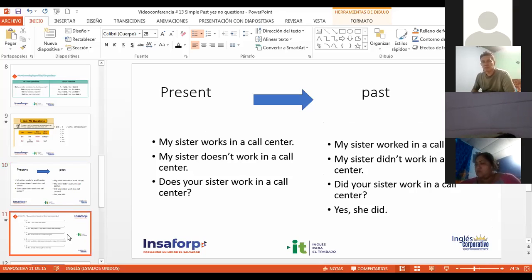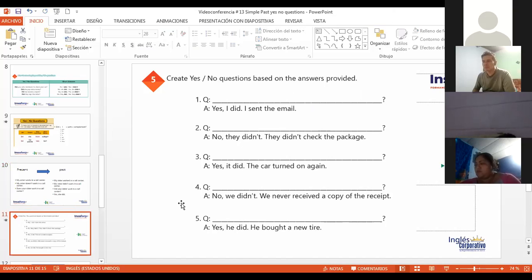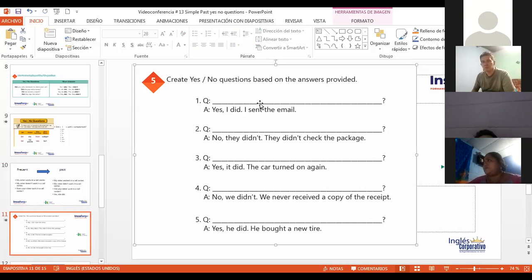Muy bien. Now guys, I have here this exercise that you have to do. You have to create yes, no questions based on the answers provided. Aquí están las respuestas. Miren, ¿qué van a hacer ustedes? According to the answers, you are going to create the question. Depende de la respuesta, usted va a pensar, ¿cuál sería la pregunta? En eso vamos a trabajar ahorita, ¿ok? You can write them in your handbook, in your book, or in your papers printed, or in the chat also.